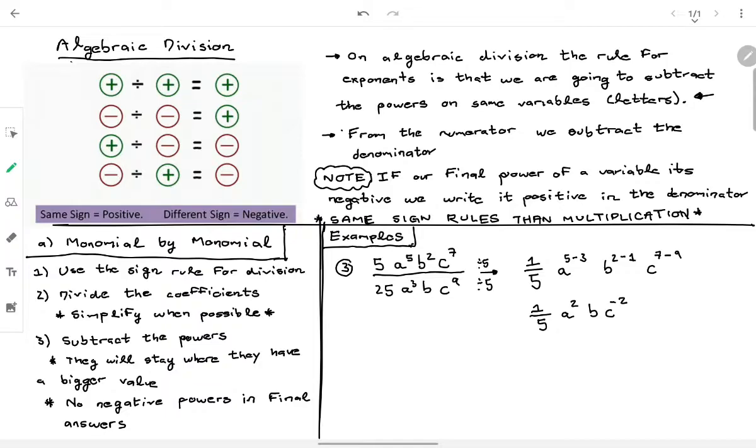Remember, we have here as a note, we cannot have negative powers, so we will need to put it in the denominator. So in this case, it's going to be a squared b over 5c squared, and that is going to be our final answer.